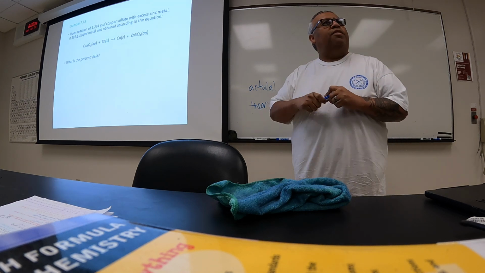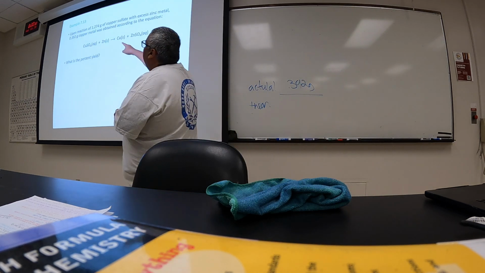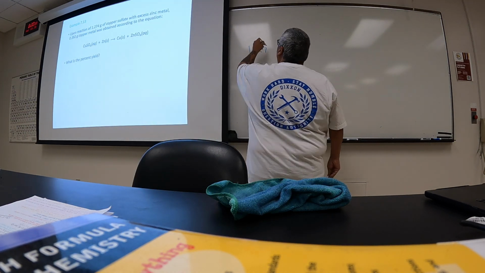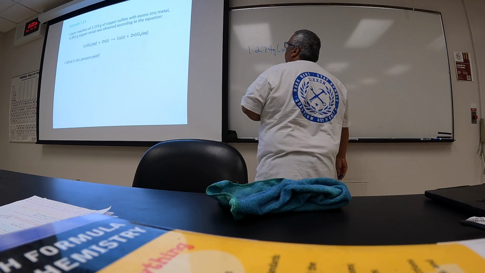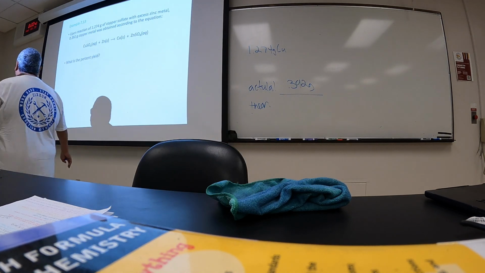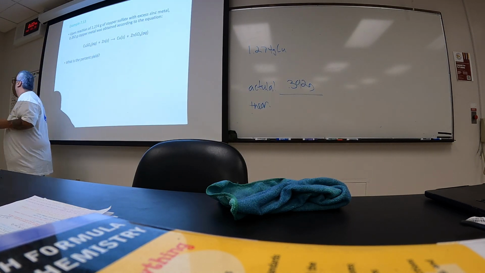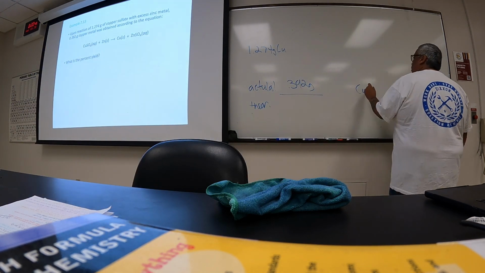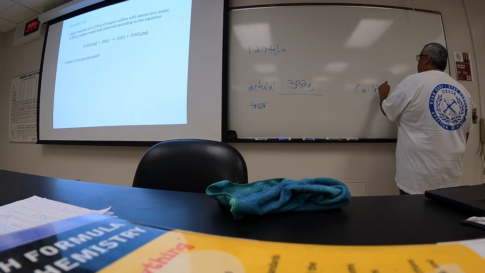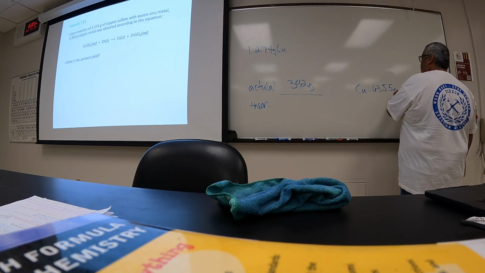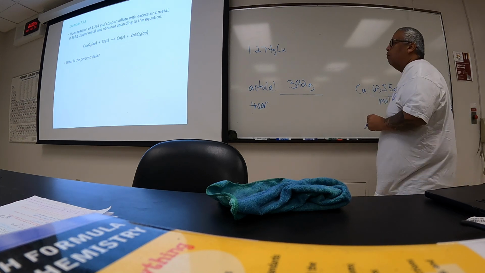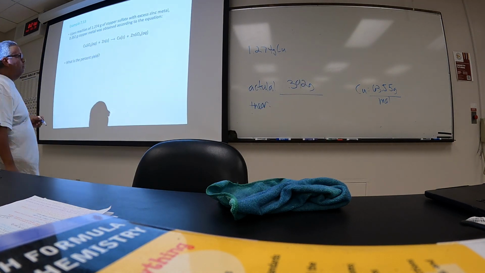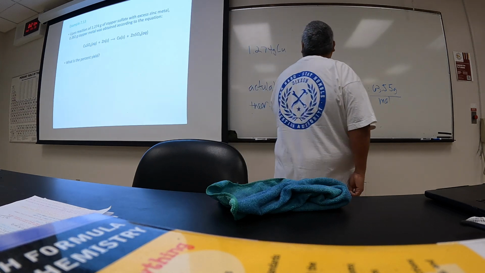So let's determine what our theoretical yield should have been. We have 1.274 grams of copper. Copper is 63.55 grams per mole. I'm going to write it over here. Is that right? Let me double check. 63.55. Okay.